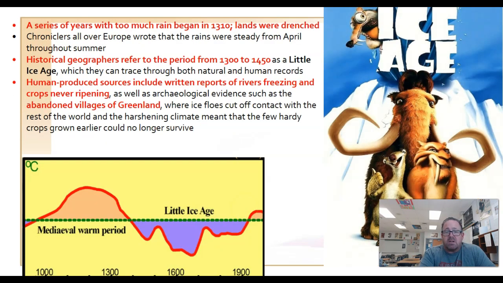So what we see starting in the year 1310, look at that little movie poster for that movie Ice Age. I guess we're going to talk about the Ice Age then. Well, starting in 1310, it says lands were drenched.